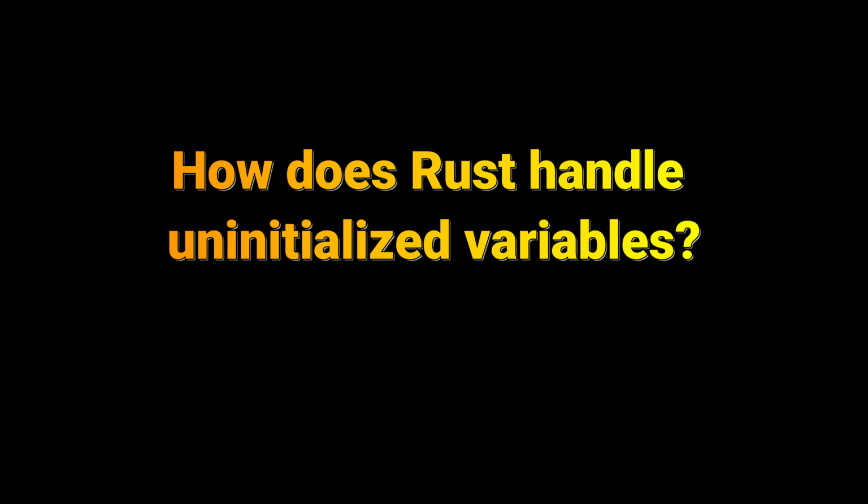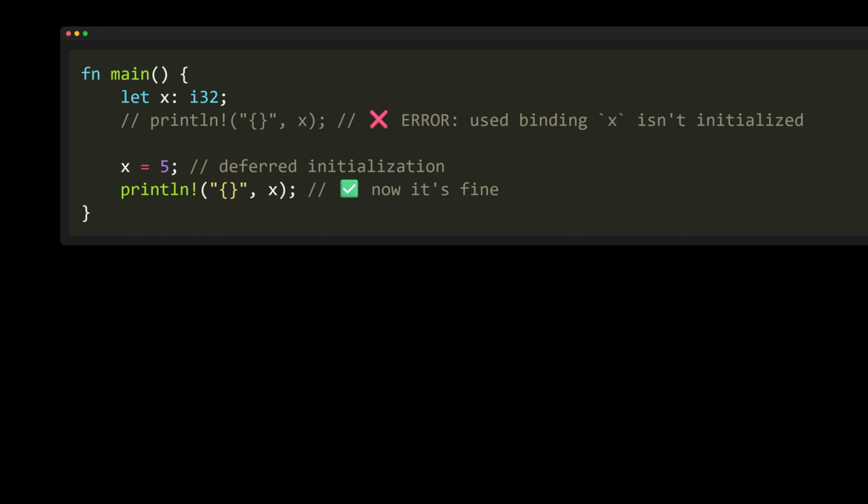Question: how does Rust handle uninitialized variables? Answer: Rust does not allow you to use a variable before it has a value. If you declare a variable without initializing it, you must assign a value to it before using it. This is called deferred initialization. The compiler checks this at compile time, so you cannot accidentally read an uninitialized variable.